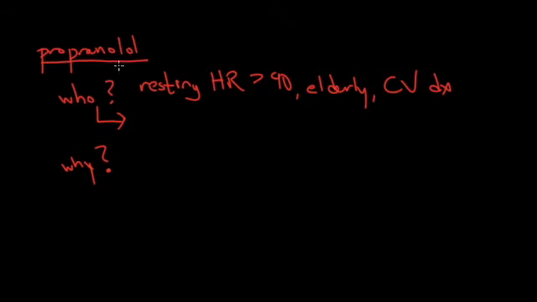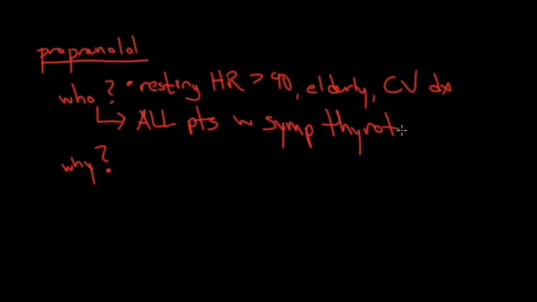One agent that we can use is a beta blocker. Let's use propranolol. It's the most commonly used beta blocker in this clinical picture. So who should we give propranolol to? We want to think about it in patients with a resting heart rate over 90. We want to think about it in elderly patients, and we also want to think about it in patients with cardiovascular diagnoses. So that's one subset of patients that we should think about giving propranolol. Another subset of patients is all patients with symptomatic thyrotoxicosis.